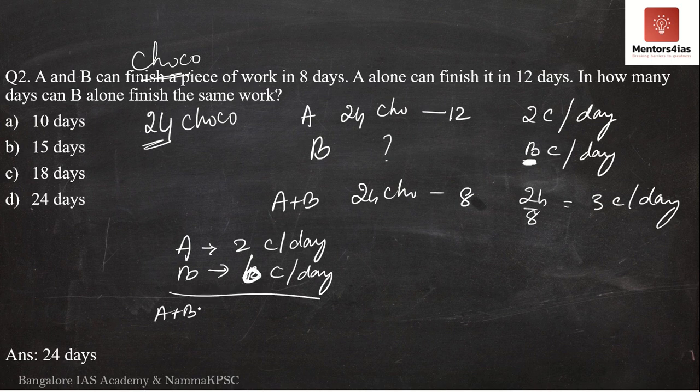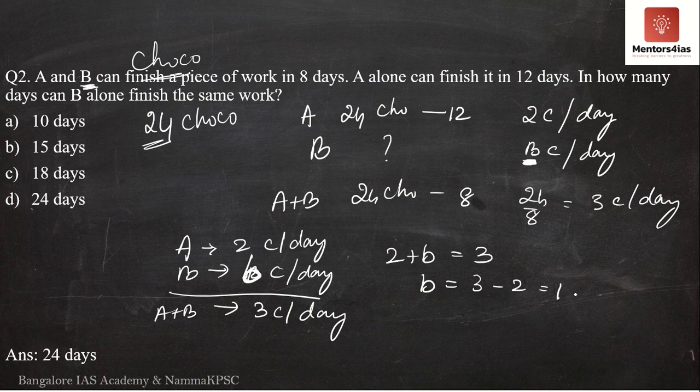If both of them are working together, they eat 3 chocolates per day. Meaning, 2 plus b should be equal to 3. Correct? Therefore, b is nothing but 3 minus 2, which is 1. Meaning, B eats 1 chocolate per day. If he can eat only 1 chocolate per day, how many days will he take to eat 24 chocolates? Obviously 24 days. Therefore, again, the correct answer is 24.